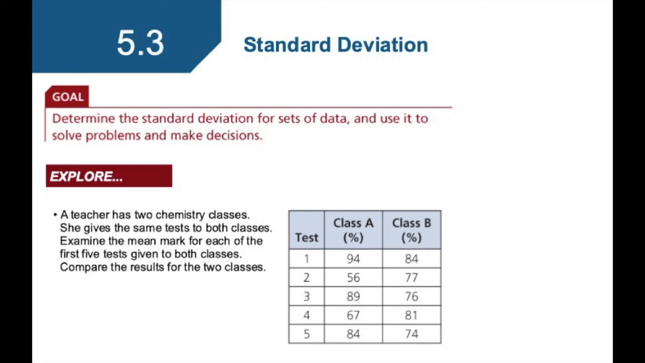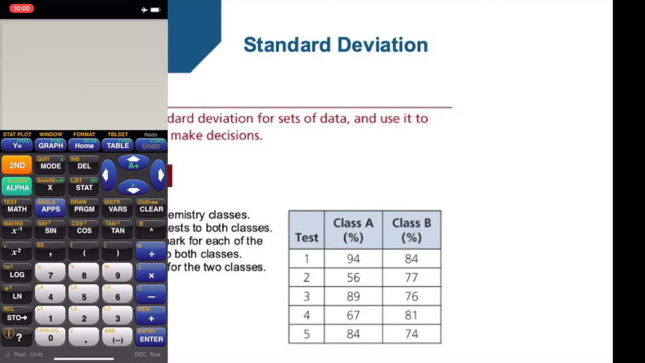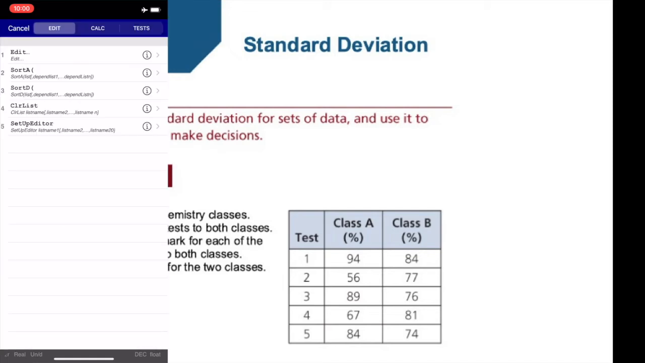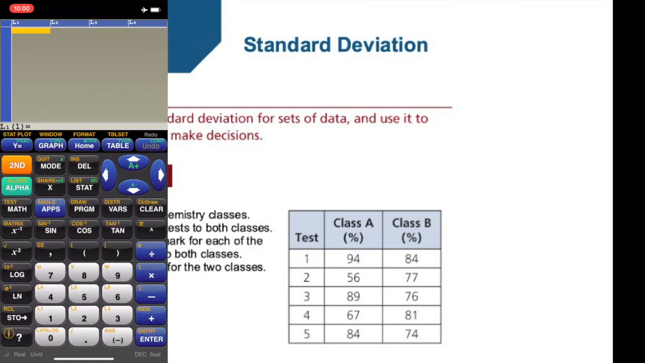So turn to the graphing calculator to enter the data, and I'm using the iPhone version. It looks exactly the same if you look using the handheld or the Android tablet version. To enter the data, we hit Stat, Edit, and we enter the data. I'm going to do Class A first, so 94, 56, 89, 67, and 84. Remember, please hit enter after the last item so it actually accepts into the list.